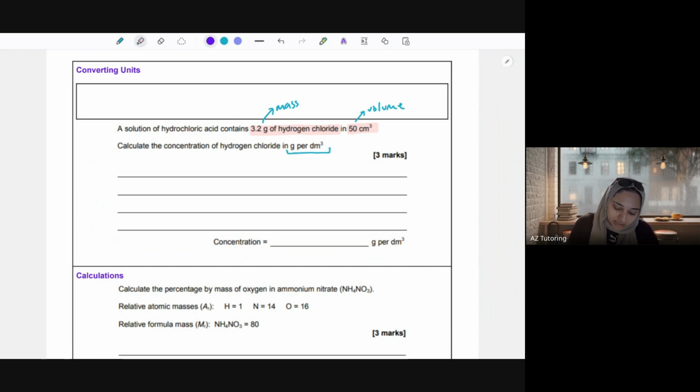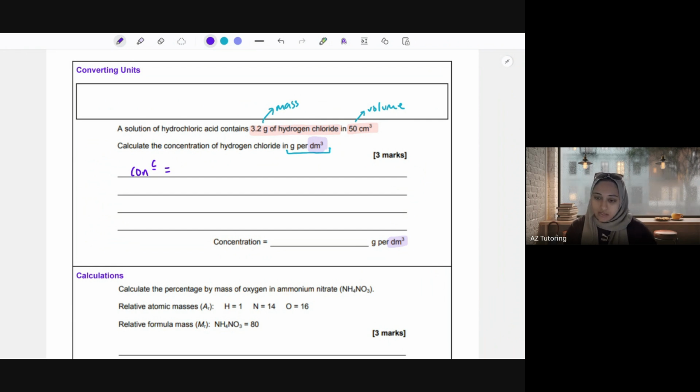So we've got that conflicting unit change. They've given us a volume in centimeters cubed. They want the concentration in decimeter cubed. Now, first of all, you need to know what the equation for concentration is. And if you do forget in the exam, you can figure out a lot of equations from the units.